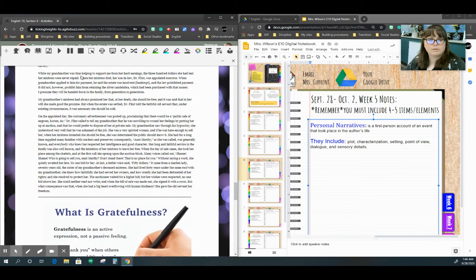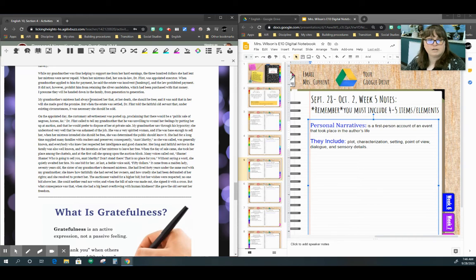While my grandmother was thus helping to support me from her hard earnings, the $300 she had lent her mistress were never repaid. When her mistress died, her son-in-law, Dr. Flint, was appointed executor. When my grandmother applied to him for payment, he said the estate was insolvent or bankrupt, and the law prohibited payment. It did not, however, prohibit him from retaining the silver candelabra which had been purchased with that money. I presume they will be handed down in the family from generation to generation.